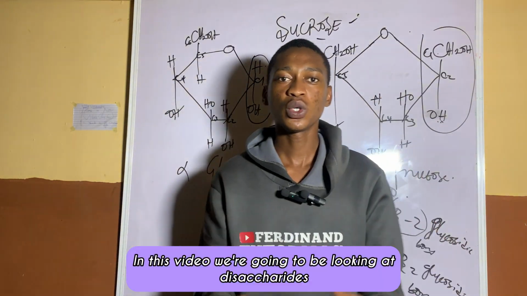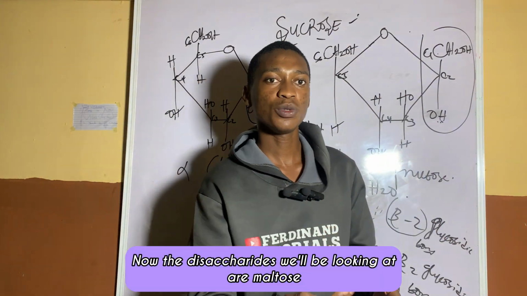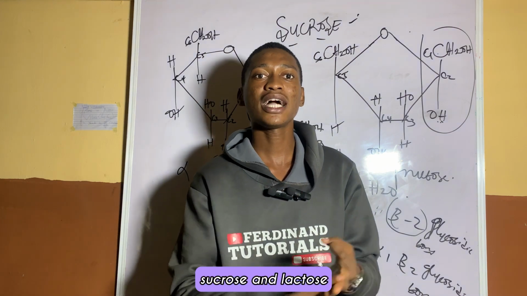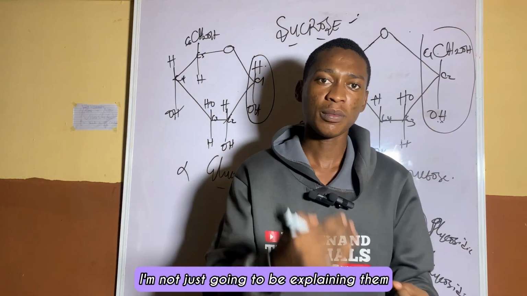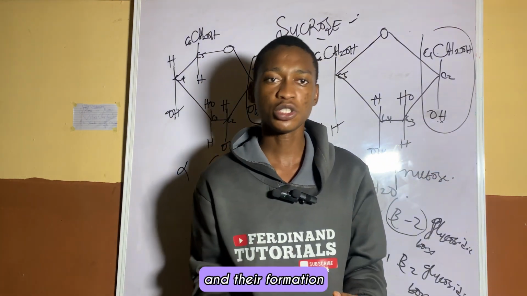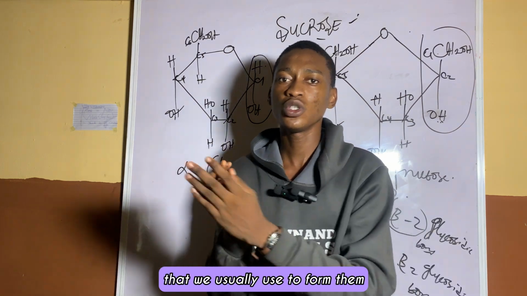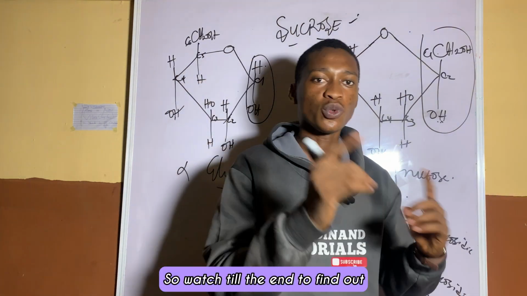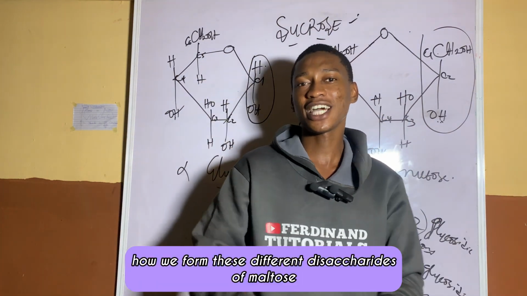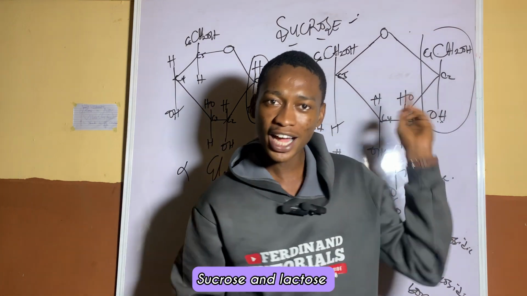In this video, we're going to be looking at disaccharides. The disaccharides we'll be looking at are maltose, sucrose, and lactose. I'm not just going to be explaining them, I will be showing you their structures and their formation and the carbon atom that we usually use to form them. So what's the end to find out how we form these different disaccharides of maltose, sucrose, and lactose.